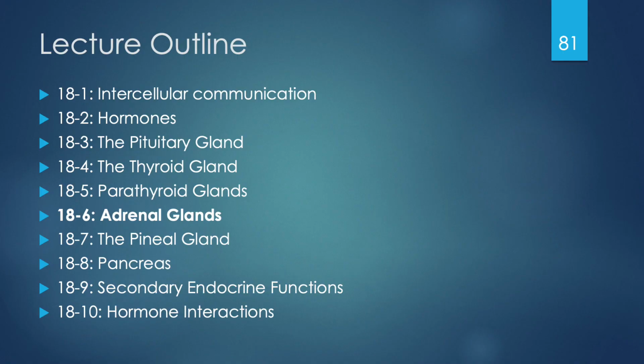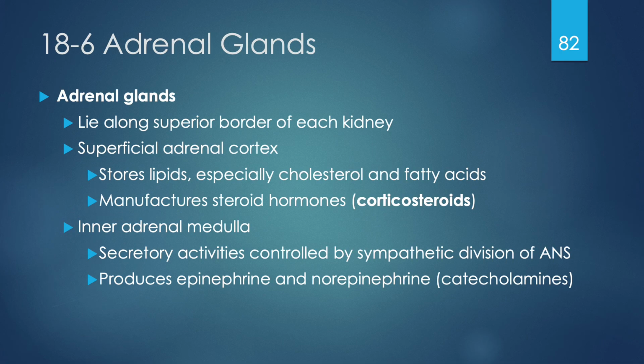Now let's discuss the adrenal glands, section 18.6. The adrenal glands are named after exactly what their location is. Ad meaning above or up, and renal meaning kidney. So these are glands that literally lie on the superior aspect of each kidney bilaterally.